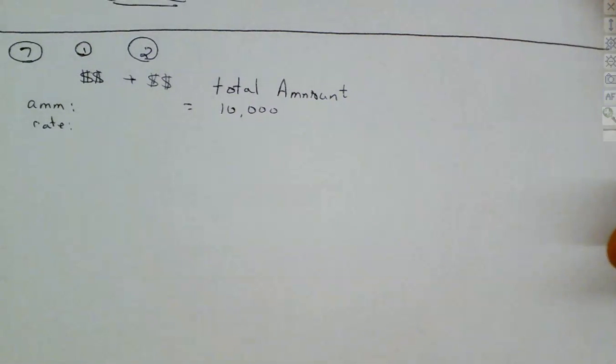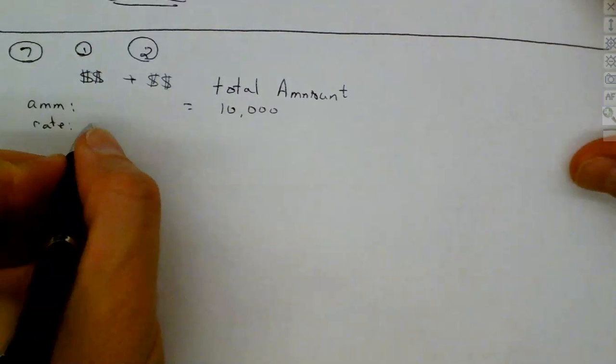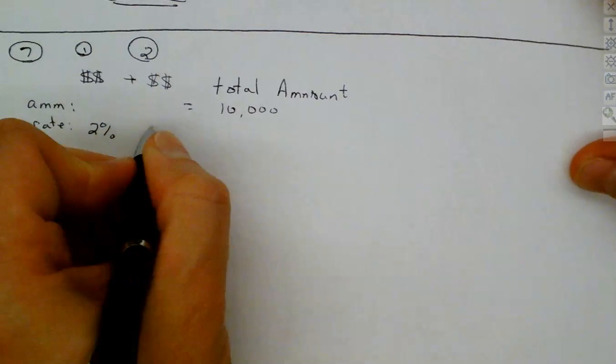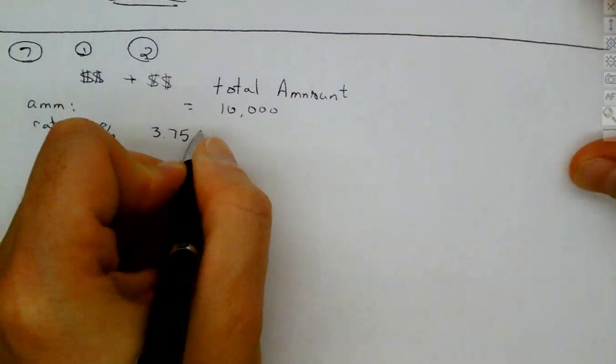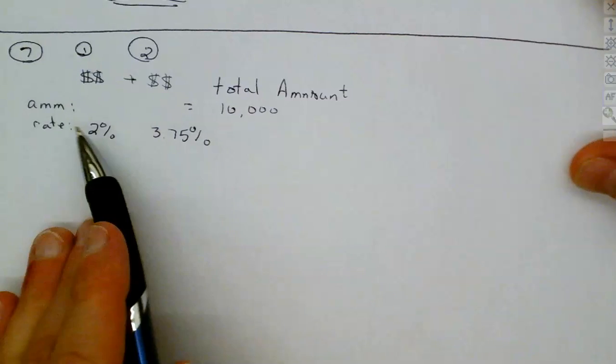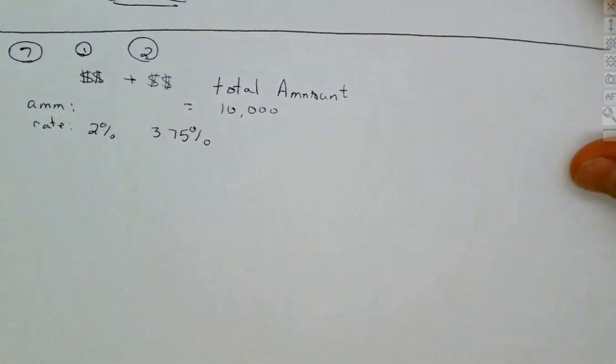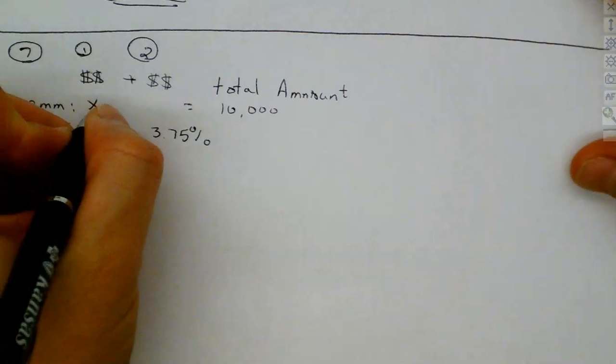and a percentage rate. So, what do we know? Well, what about our rates? What two rates do we have here? We've got a 2%, right? And we've got a 3.75%. So let's put those down. And do we know how much is in the 2%? Is that given to us at all? Nope. So that's going to be our unknown x.